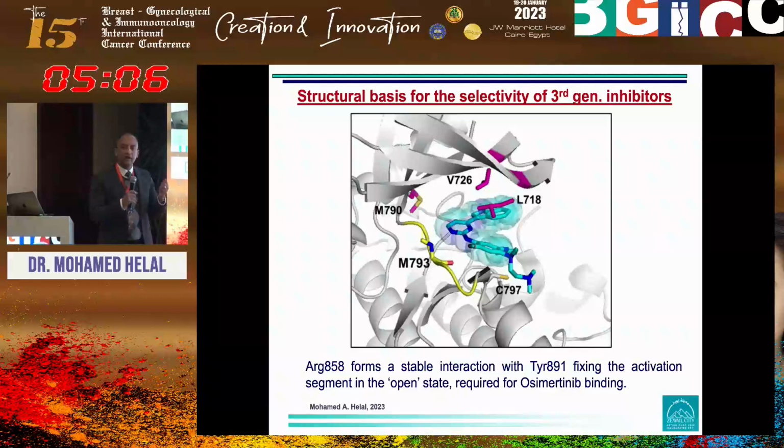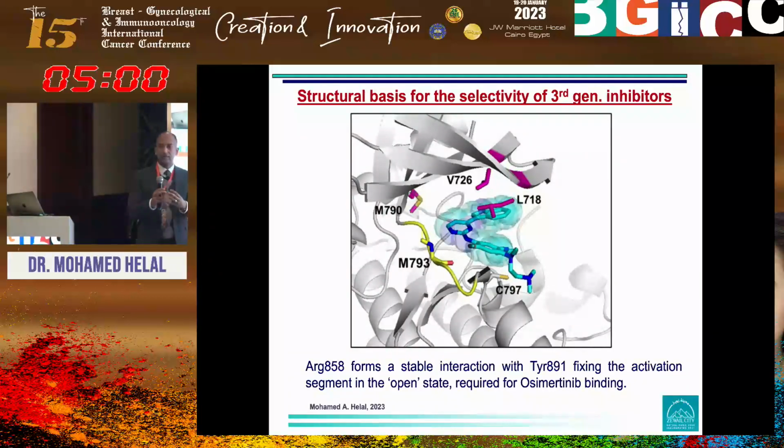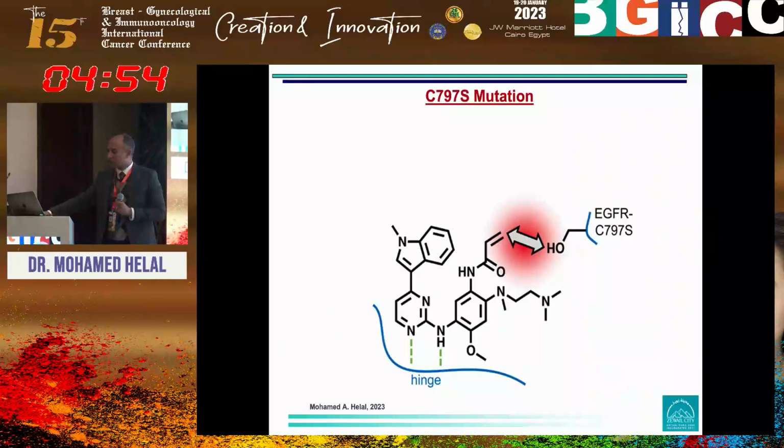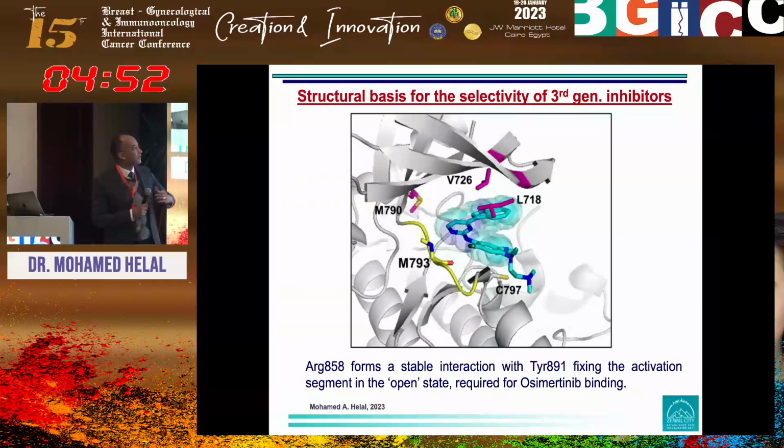Osimertinib is still a type 1 inhibitor. It binds to the active form, and this sensitizing mutation stabilizes the EGFR in the active form suitable for the binding of osimertinib. This was the conclusion of our study, and this is the U-shaped conformation of osimertinib.